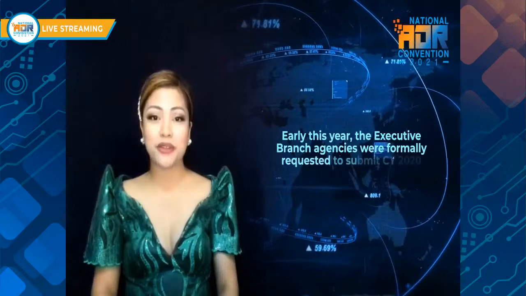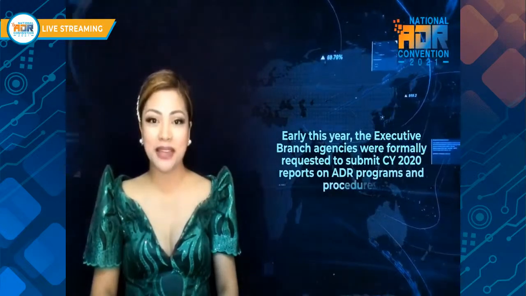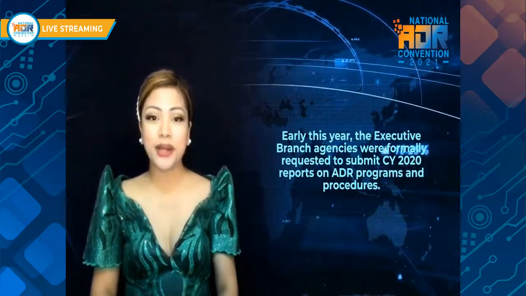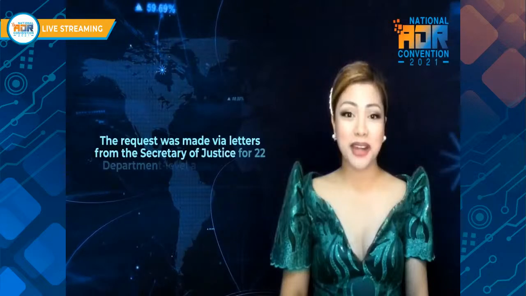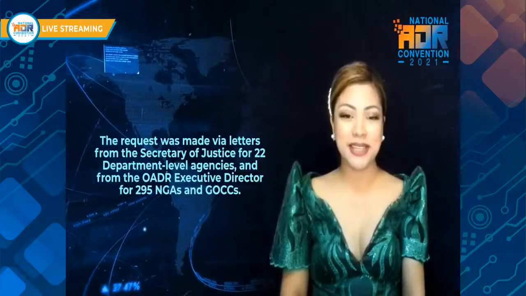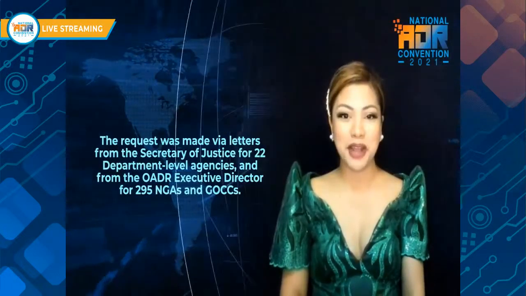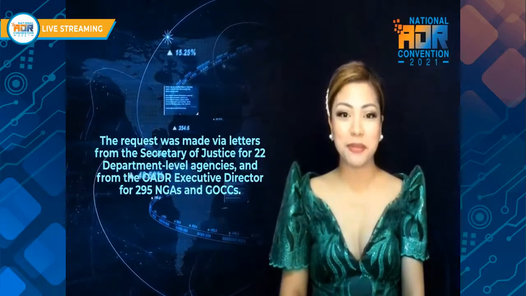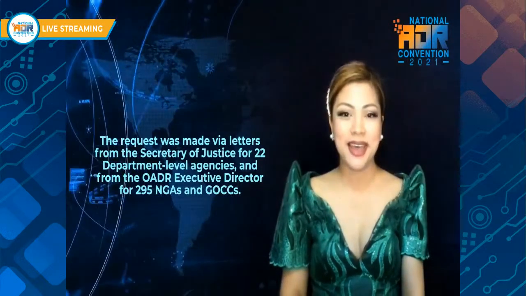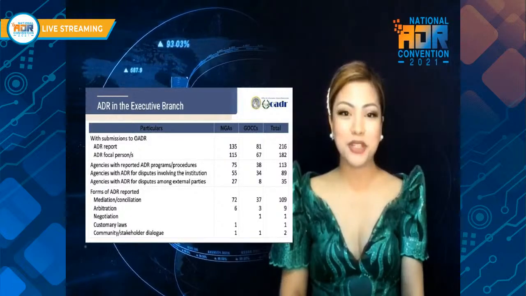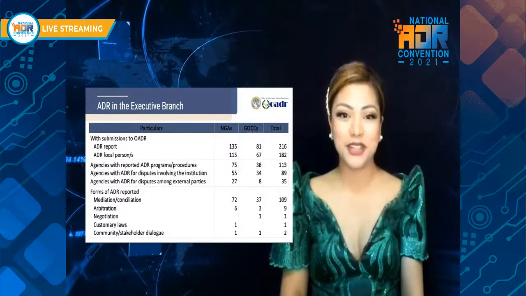Early this year, the executive branch agencies were formally requested to submit calendar year 2020 reports on ADR programs and procedures. The request was made via letters from the Secretary of Justice for 22 department-level agencies and from the OADR Executive Director for 295 non-government organizations and government-owned or controlled corporations. As shown in the table, submissions were received from 216 agencies.